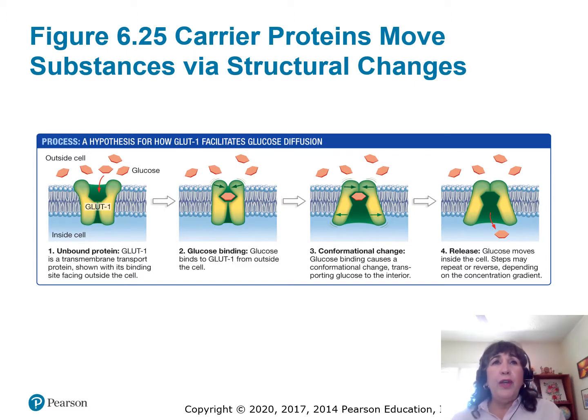I love figure 6.25 because you see how this carrier protein GLUT1 opens up on one side of the membrane, and notice how selective it is. It's only going to carry glucose across the membrane. When glucose fits in, notice it's going to open on the other side. It's going to go through this conformational change, and it's going to drop it on the inside of the membrane. So this is called a carrier protein.